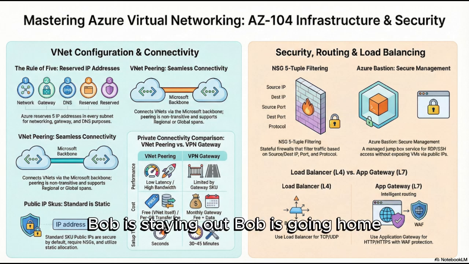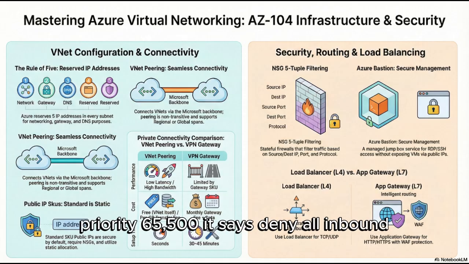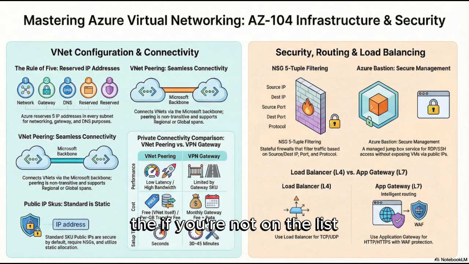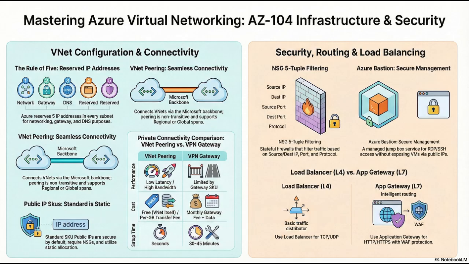Bob is going home. And there is a critical default rule at the very bottom of every NSG, priority 65,500. It says, deny all inbound. The "if you're not on the list, get lost" rule. Exactly. If you create an NSG and don't write any allow rules, absolutely nothing gets in. It fails closed.